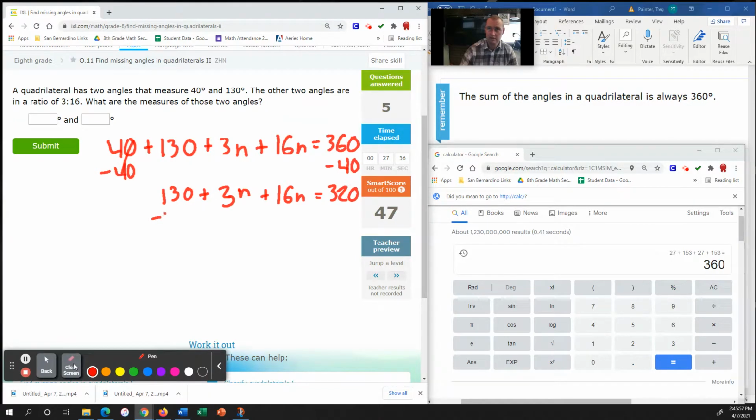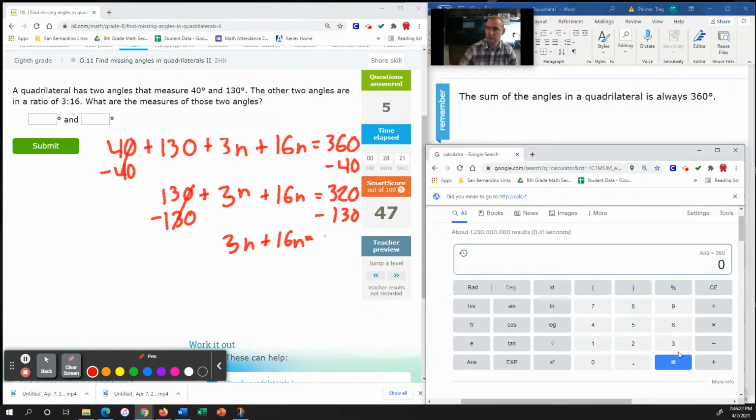Now we're going to go ahead and subtract out our next number of 130 from both sides, so minus 130 from both sides. 130 cancels out. Beautiful. We got 3n plus 16n. I don't want to forget the n there. Equals 320 minus 130. I want to be a little bit more careful on this one, so let's just go ahead and use the calculator. So 320 minus 130. And double check I'm putting the calculator right. Takes us to 190.